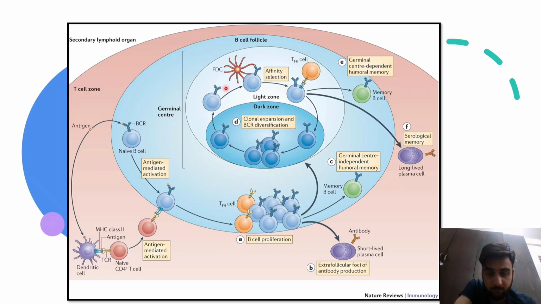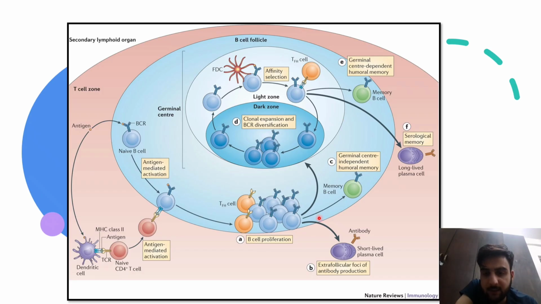place when the antigen is presented by the follicular dendritic cell to the B cells, and those B cells which have a higher affinity will be selected, whereas those B cells that have the least affinity will undergo apoptosis. So here the germinal center dependent humoral memory will take place. Memory cells will be formed, and this will be called the germinal center dependent humoral memory.